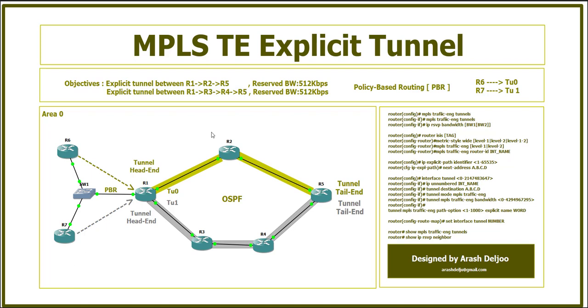Let me configure this scenario. After that we can talk more about policy-based routing. The only thing that I'm going to mention is that in PBR, in policy-based routing, we can use set interface and the tunnel number for identifying the tunnel interface. Let me first configure the scenario. After that, again, we can review the configuration.